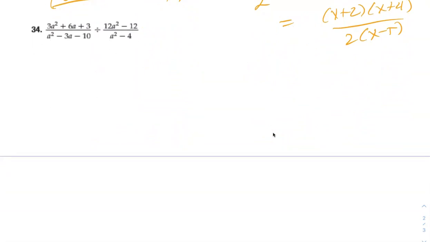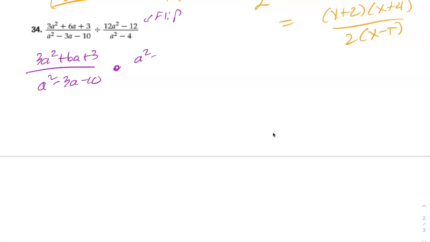So this is the divide. So first thing I do, like always, is flip this. So I'm going to get 3a squared plus 6a plus 3 over a squared minus 3a minus 10, times a squared minus 4 over 12a squared minus 12. Right, and then now it's the factoring free-for-all.